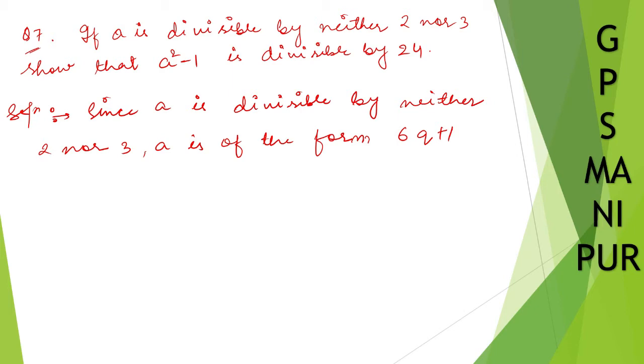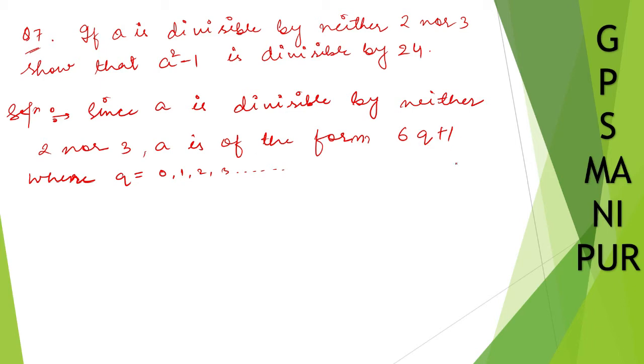Okay, so now let me do this one. So we can write down this much, where Q starts from 0, 1, 2, 3, and so on. Okay, now why like this? If we have written 6Q + 1, then A is divisible by neither 2 nor 3.